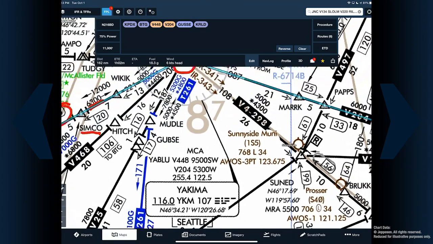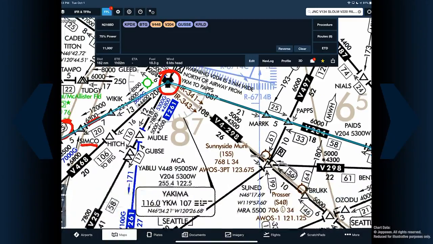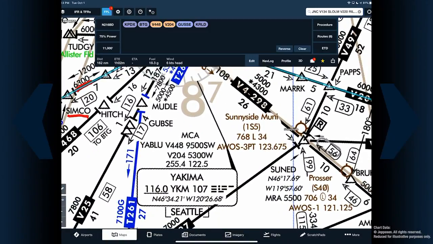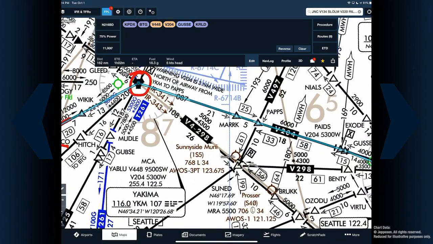The MCAs on this route segment: we're going to be joining Victor 204 headed southeastbound. What you can see is the only minimum crossing altitudes that would apply here are for Victor 448 southwest and Victor 204 westbound. So since we're going eastbound, neither of those minimum crossing altitudes apply to us.